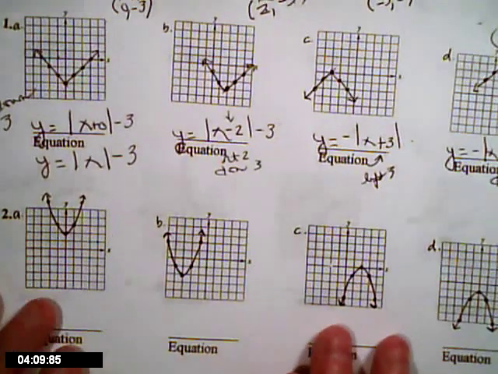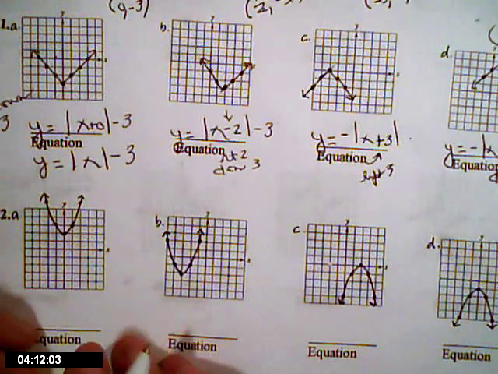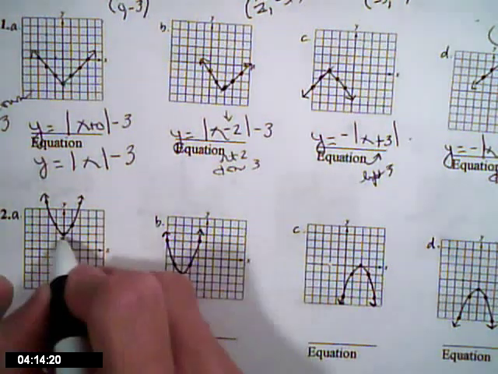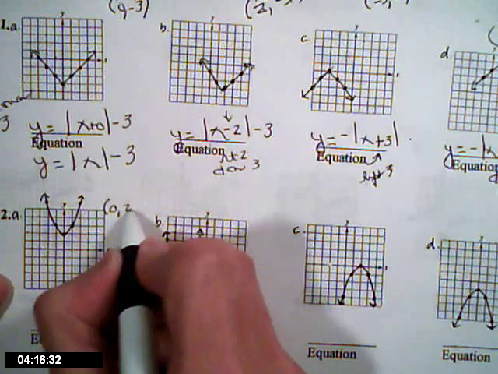In problem 2, you see all of these are parabolas. These are x squared graphs. The vertex of this first one is 0, 2.